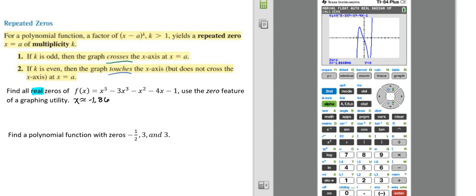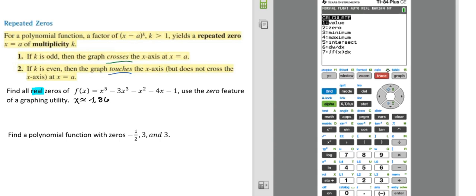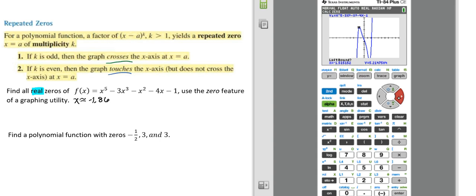So we have an x value of negative 1.86, and now we're ready for our next x value. We go to second, trace, option number 2, and find our next zero. I hit enter, and again my zero is between my left bound and right bound dotted lines. I hit enter, and I see that I have negative 0.254, or negative 0.25, comma 0, so we can write this zero down as well.